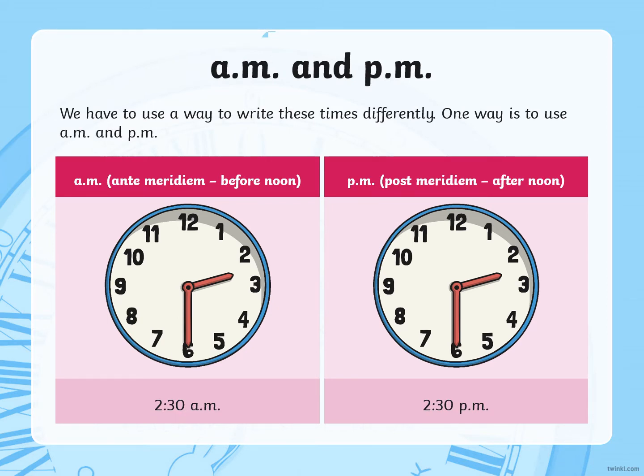AM and PM. We have to use a way to write these times differently. One way is to use AM and PM. AM means ante-meridian, before noon. PM means post-meridian, or afternoon. The analog clock shows 2:30 AM. This analog clock shows 2:30 PM.